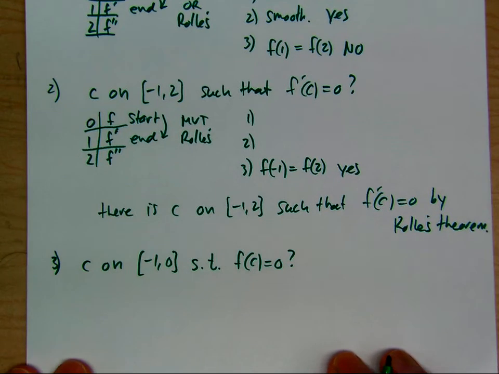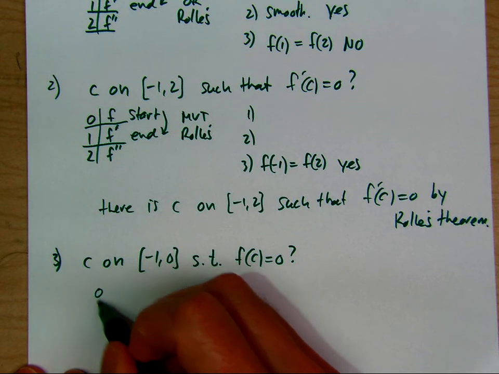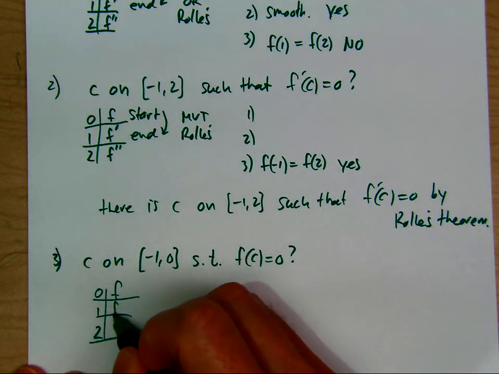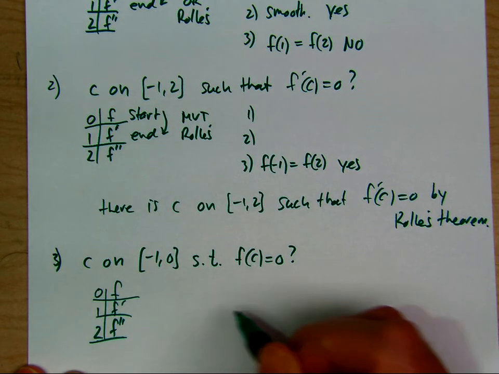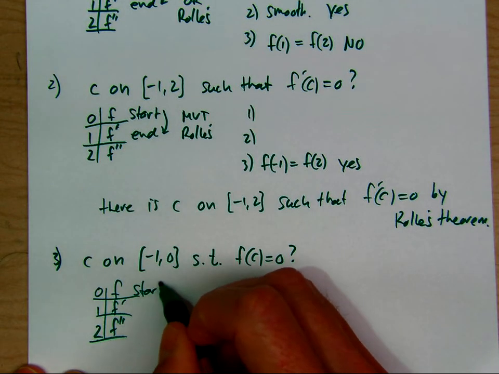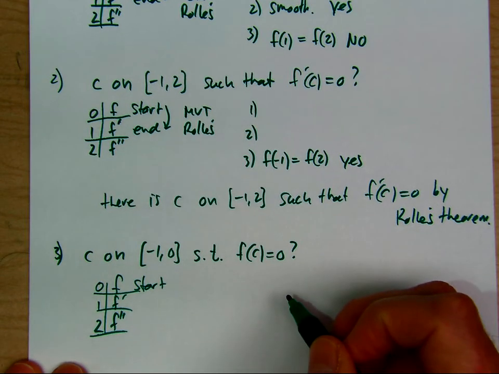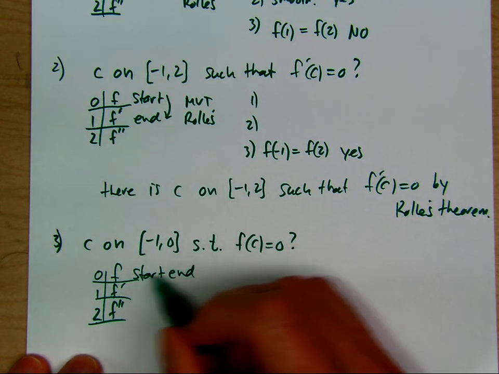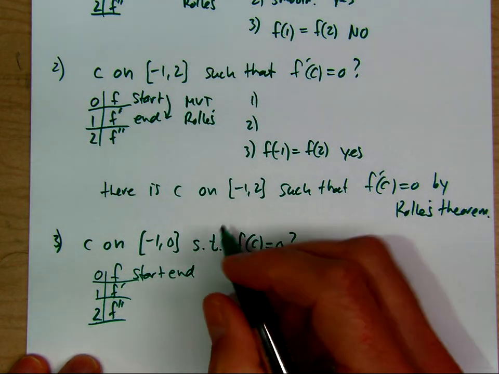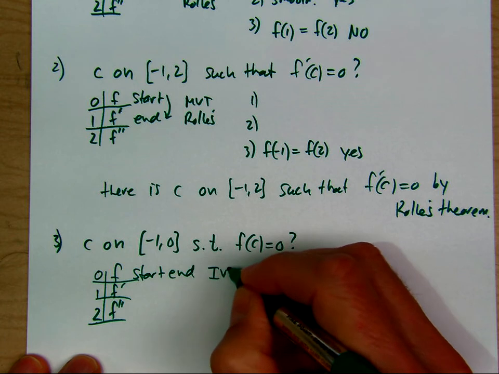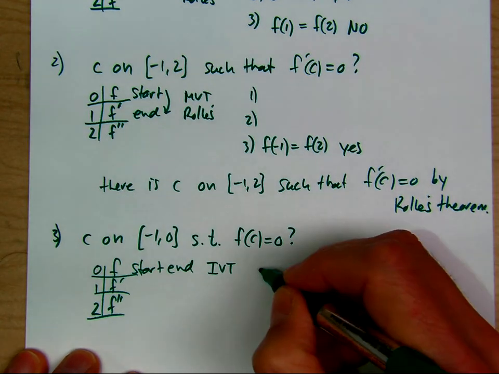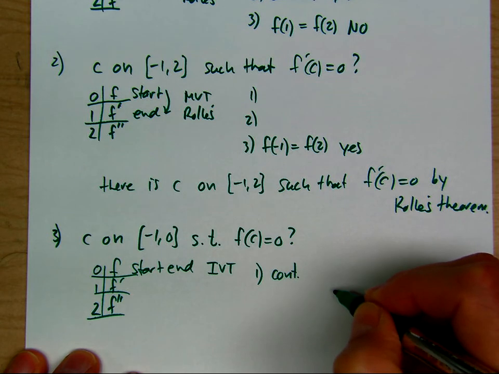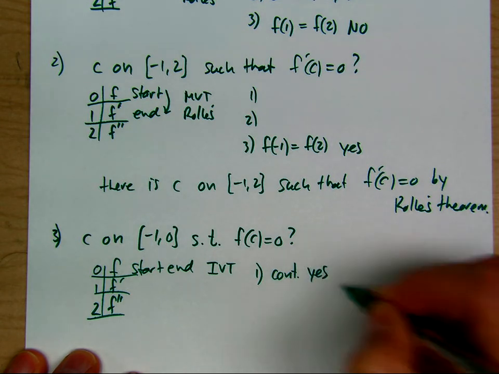All right, and we have 0, 1, 2, f prime, f double prime. We're still starting on level 0 because we're given f, and it's asking about f, so we're staying on the same level. If we stay on the same level, we'll use the intermediate value theorem. And there's only one condition for the intermediate value theorem: it's continuous, so that was given.